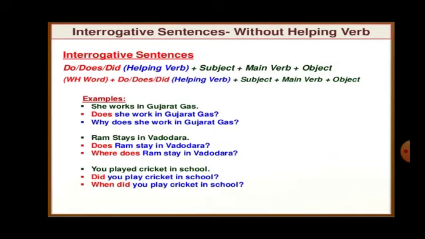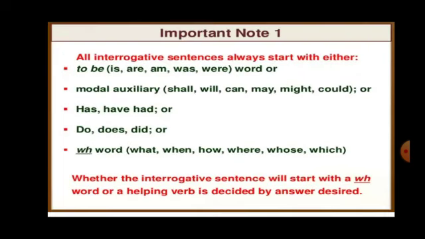She works in Gujarat Gas. Here it is in present tense, so we will write it with does as it is singular. Does she work in Gujarat Gas? Works will become work, as we have to put the base form in the sentence when we are using do, does, did. Ram stays in Vadodara. Does Ram stay in Vadodara? Stays will become stay. You played cricket in school. This sentence is in past tense, so we will write did, you played will become play, as we have to write it in base form. Did you play cricket in school?